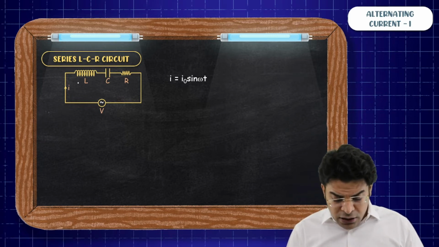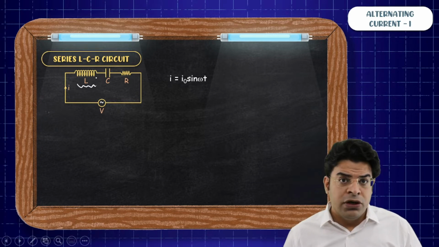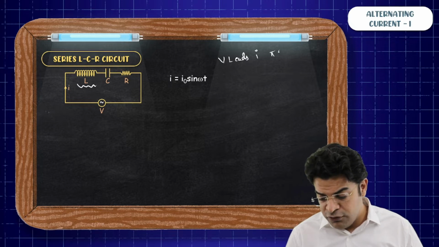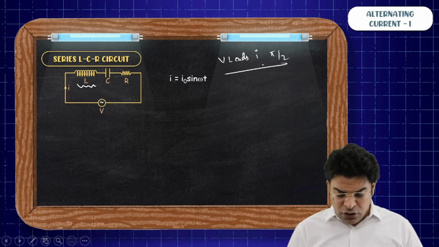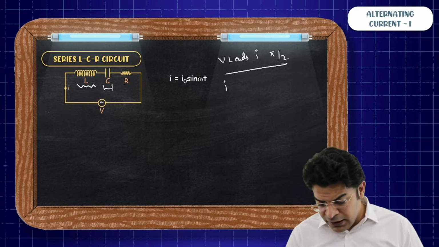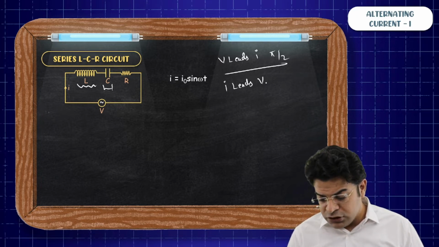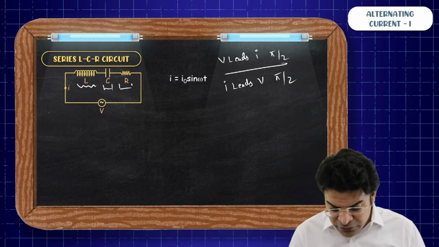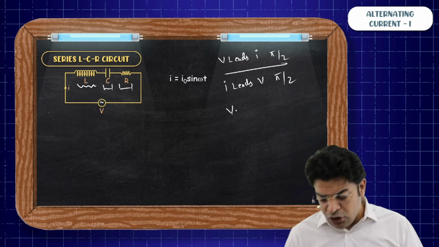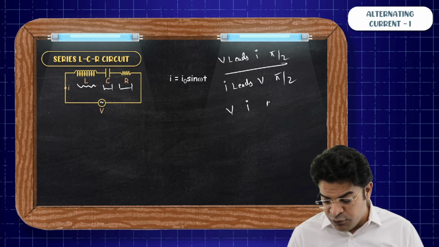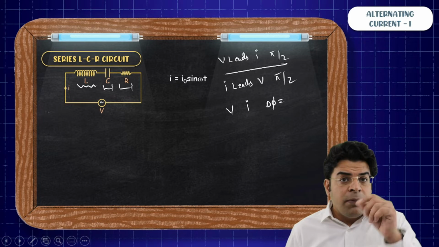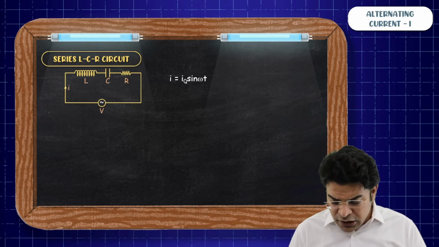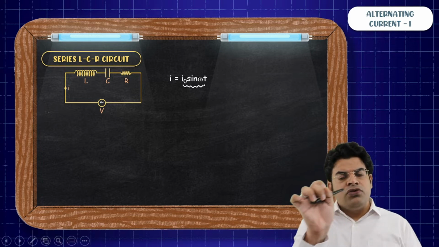Now we know that in the case of an inductor, the potential leads the current by a phase of pi by 2. In case of a capacitor, the current leads the potential drop across the capacitor by a phase of pi by 2. And in the case of a resistor, the potential drop across the resistor and the current are in same phase. So the phase difference between current and potential across a resistor is 0.